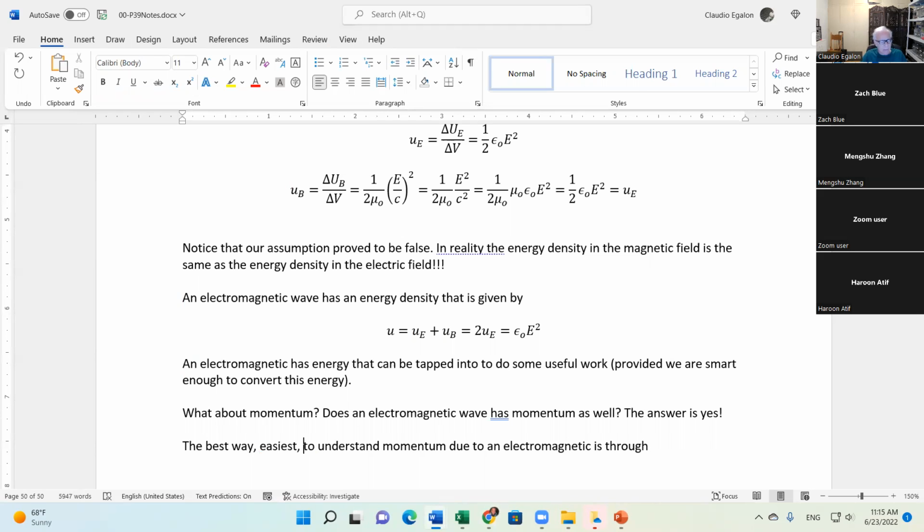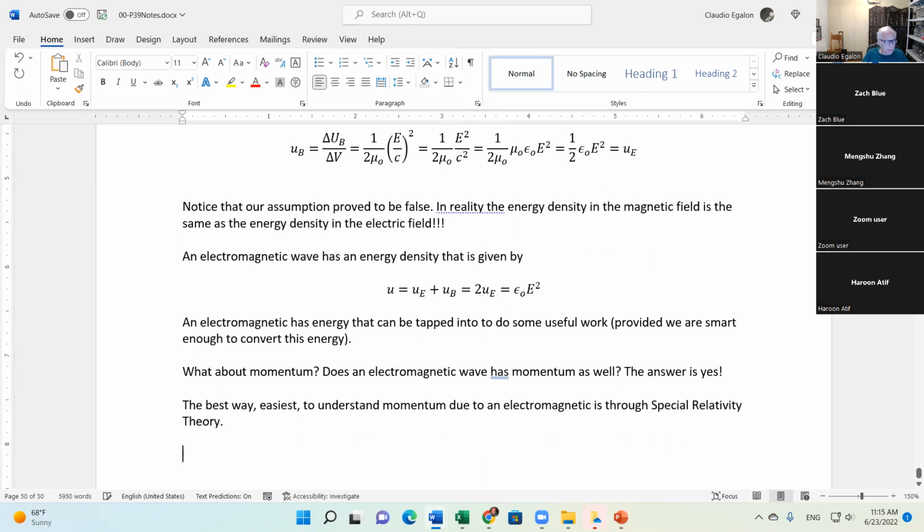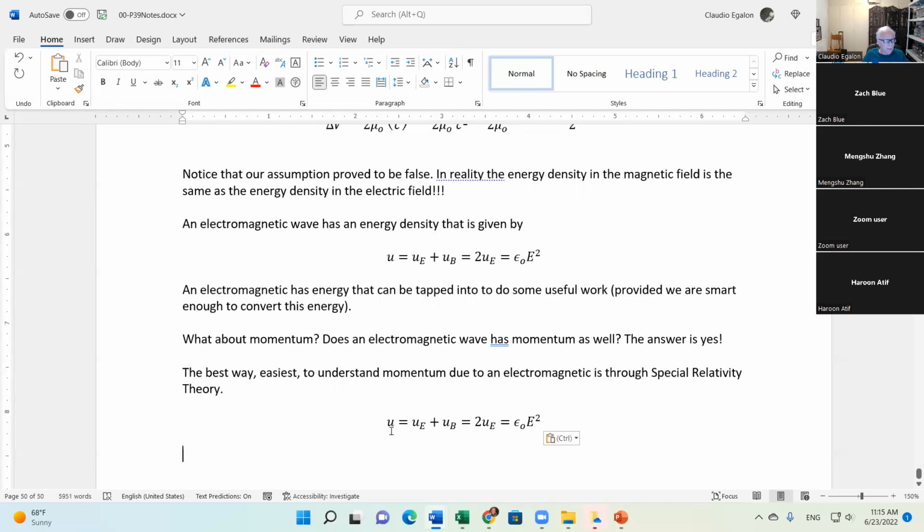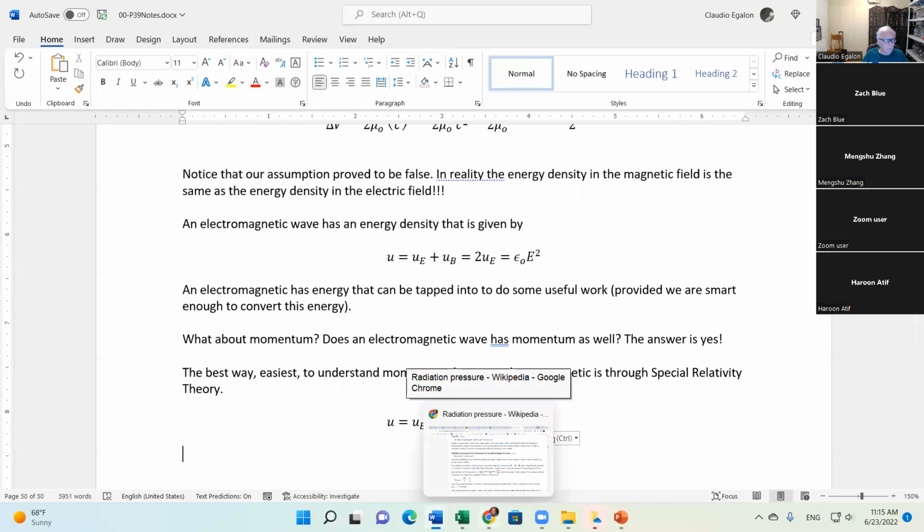Maxwell proved that using electricity and magnetism, okay? But there is an easier way to prove it, which is through special relativity theory. Einstein demonstrated that, and we're going to derive it in class when we start covering special relativity. Okay, the two ways, right? Two ways of proving mathematically the radiation pressure or momentum of the electromagnetic wave.